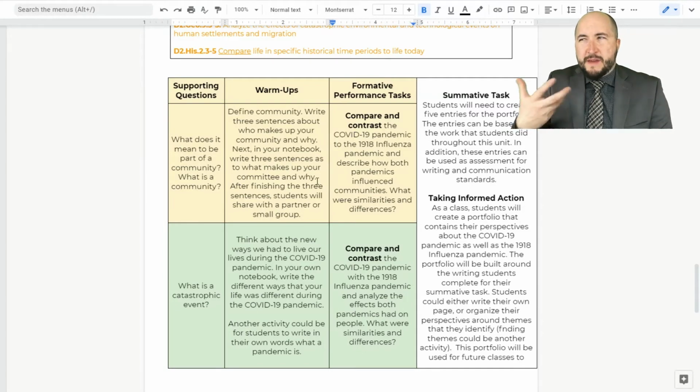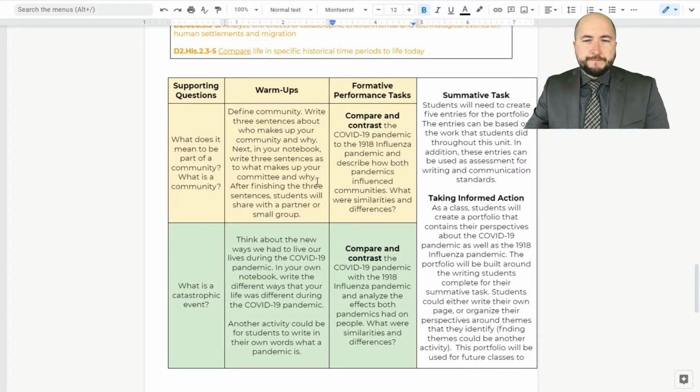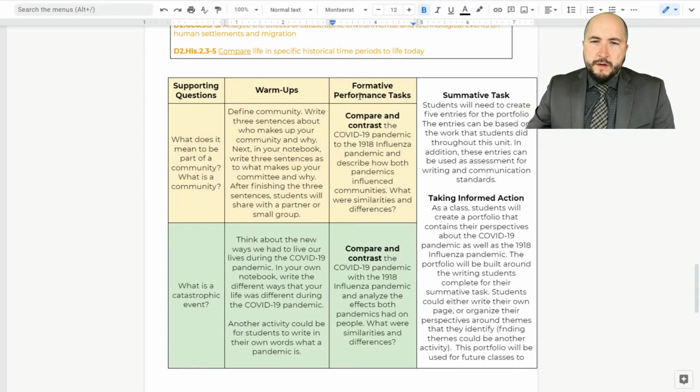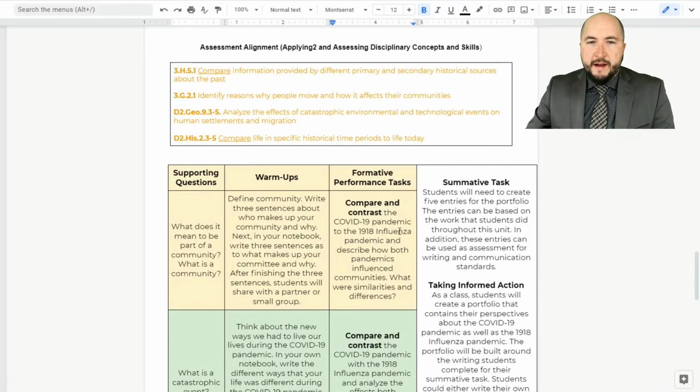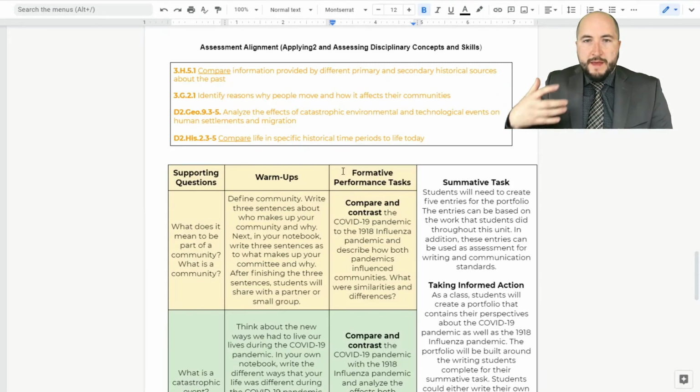So again, that idea of analyzing what's going on in our community. And I should also say, I kind of misspoke earlier. Really, it's in the performance task as well, because students have to describe how both pandemics influence communities. They're going to have to be more analytical when they look at primary sources for the 1918 pandemic: oh, because I'm seeing this, that means this must have happened. That idea of cause and effect that they're going to have to do through analyzing.